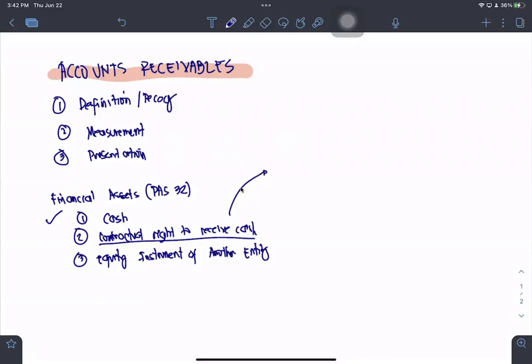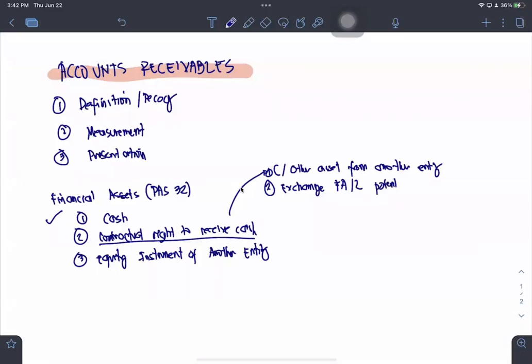Whenever we talk about your contractual right to receive cash, this is the right to receive cash or other asset from another entity, or this is the right to receive cash or exchange it for another financial asset or liability that is potentially favorable to the entity. So contractual right to receive cash or other asset from another entity, or to exchange financial asset or liability that is potentially favorable to the entity. That is your contractual right.